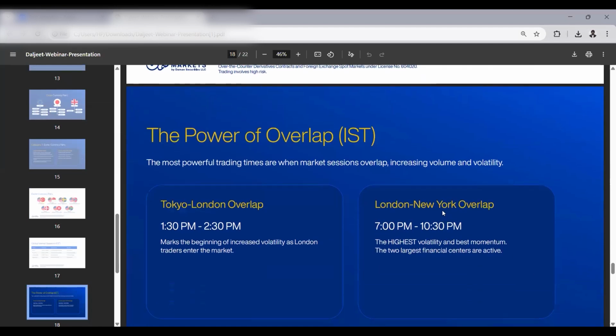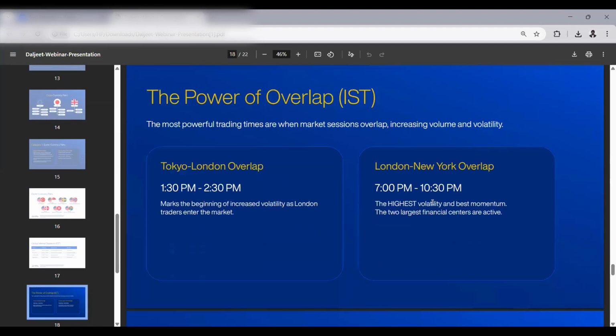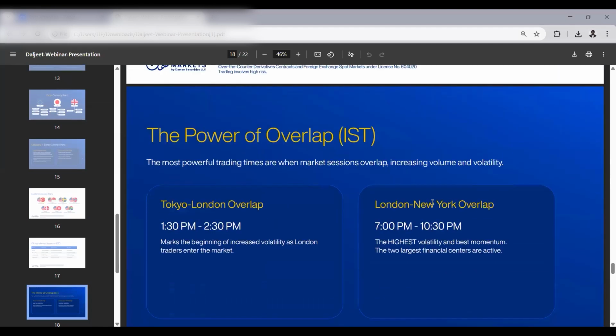Now there's one thing in the sessions: the power of overlap. There are two sessions which actually have an overlap. London and Tokyo sessions have an overlap from 1:30 to 2:30. Both the sessions are available, and both the markets' liquidities are available at this point. So basically 1:30 to 2:30 p.m. is the most volatile period, as London traders enter into the market.